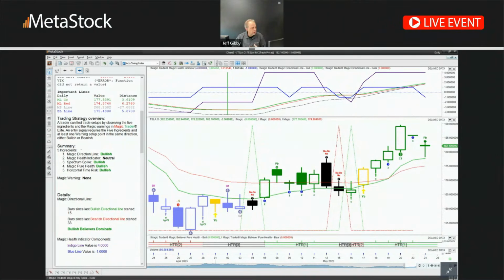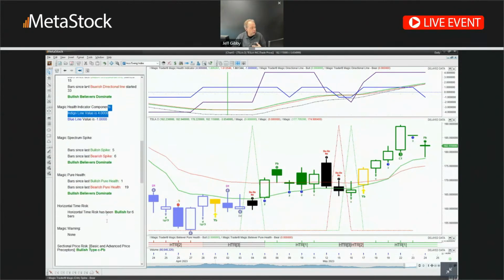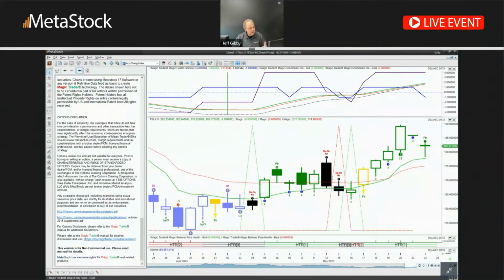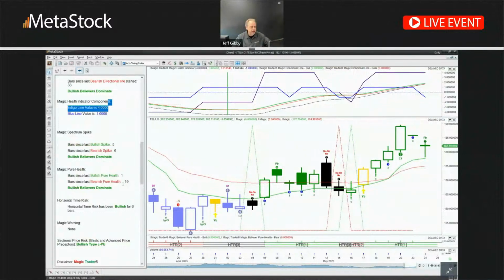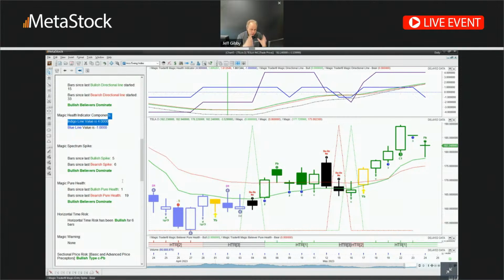If we're looking at the ingredients, we've got a bullish Magic Direction Line. Our health indicator is neutral. Our spectrum strike is bullish. Our pure health is bullish. Our horizontal time risk is bullish. And it goes into more detail about what all of those mean. I'm not going to read those out because that becomes boring quite fast, but it breaks everything down for you. I really like that Peter had a good vision for what a good expert commentary should look like, because he developed and designed a really good one.